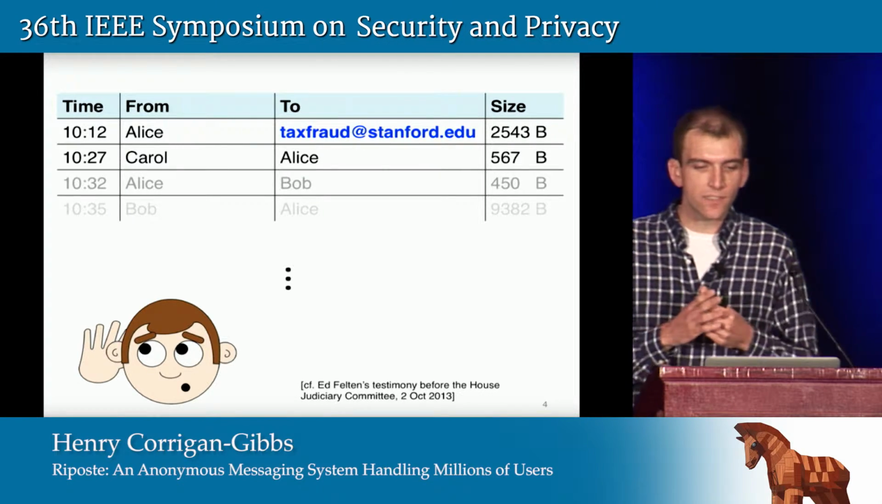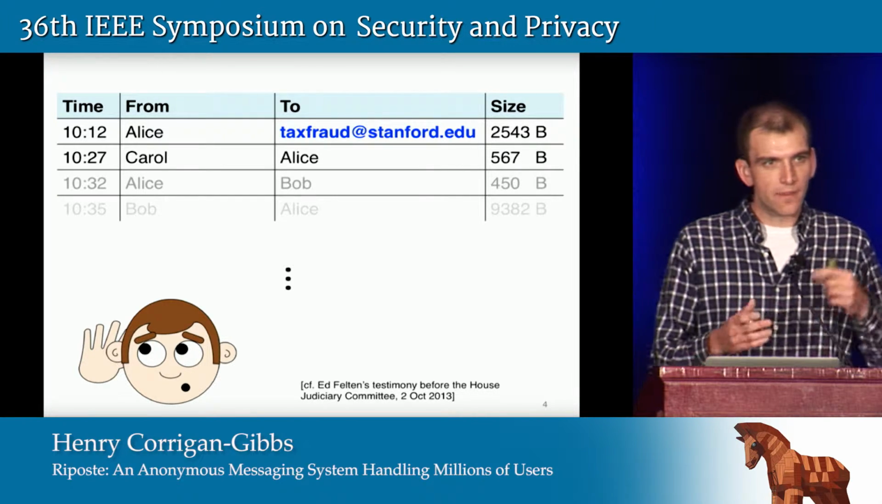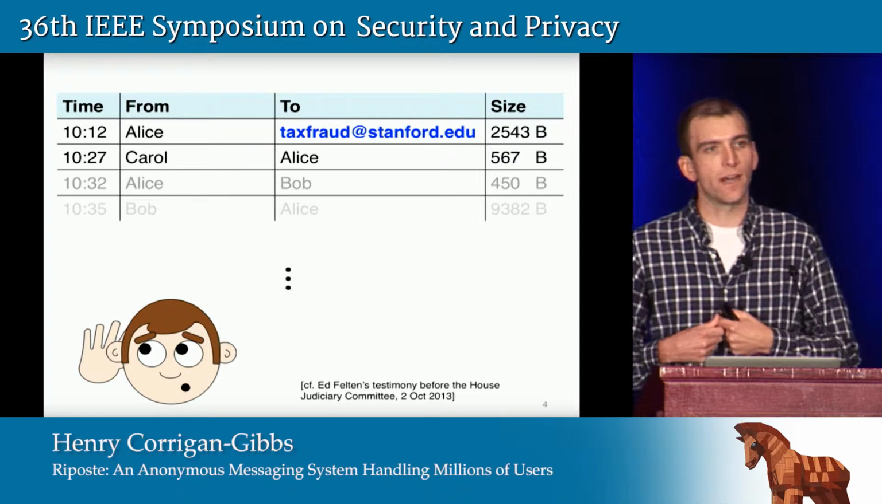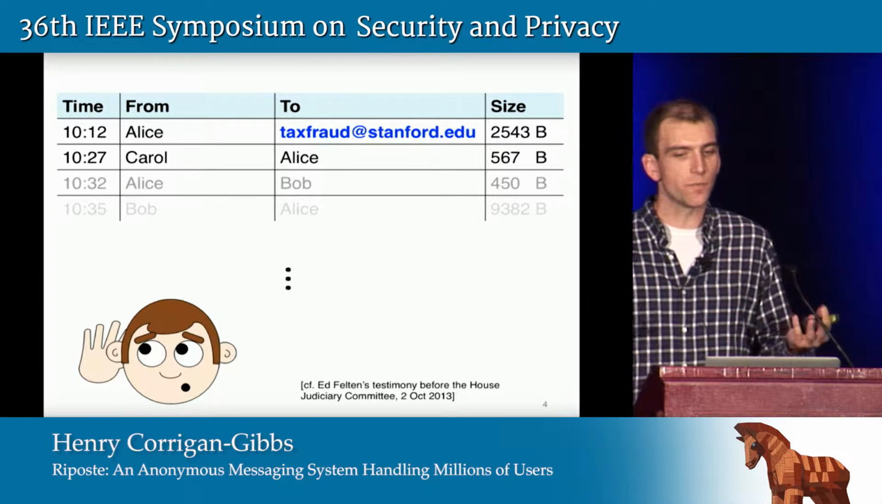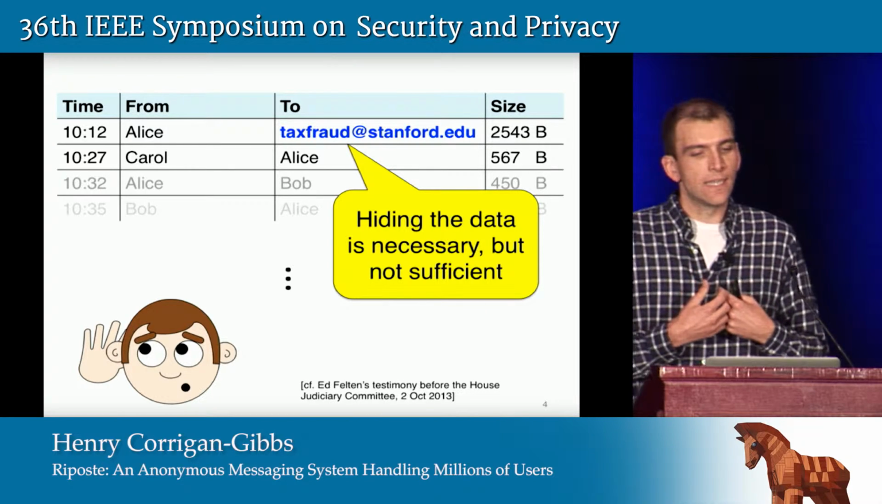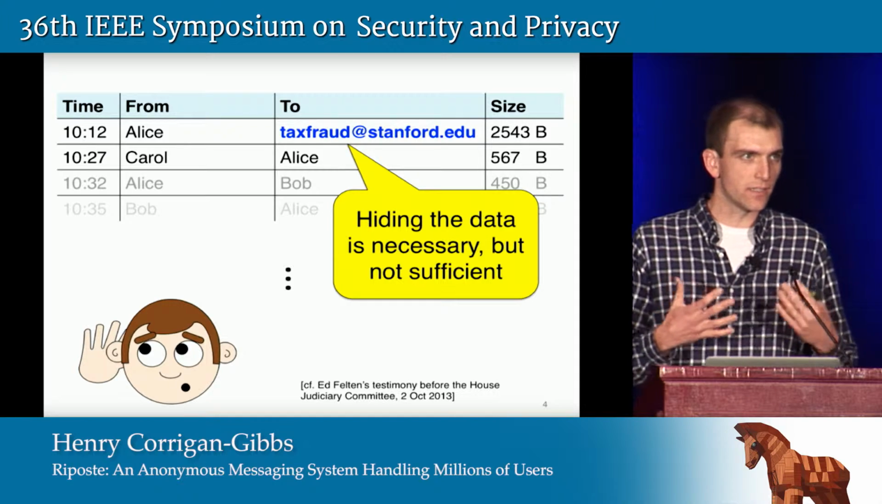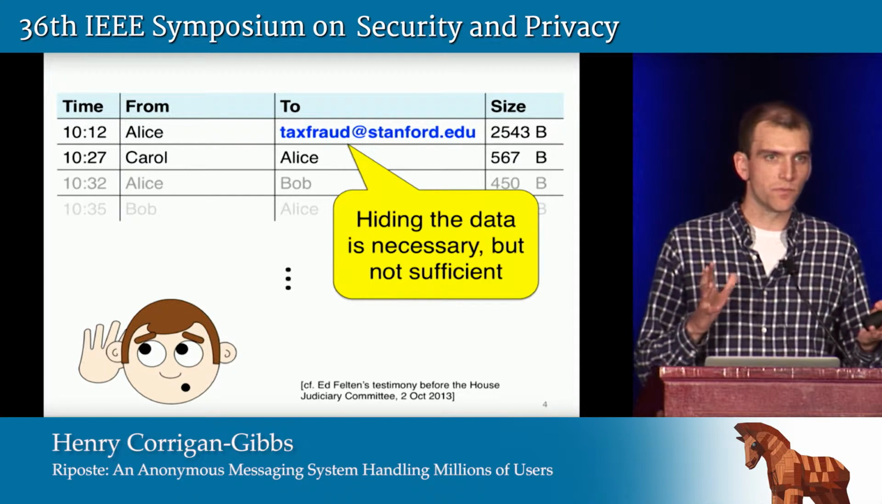So in this case, just by virtue of seeing that Alice is communicating with taxfraud@stanford.edu, the adversary has learned something very interesting about Alice's message, even though he doesn't get to see her payload. So the point here is really that hiding the data is necessary to get the sort of privacy that you want, but in many cases it's not sufficient, because this metadata leaks a lot of information about what you're saying.